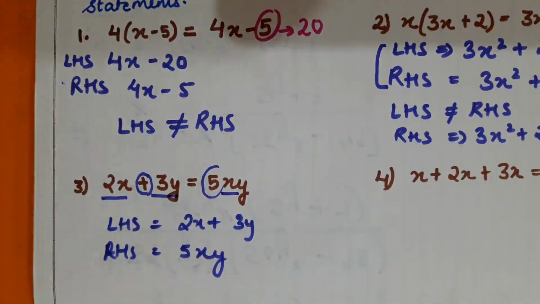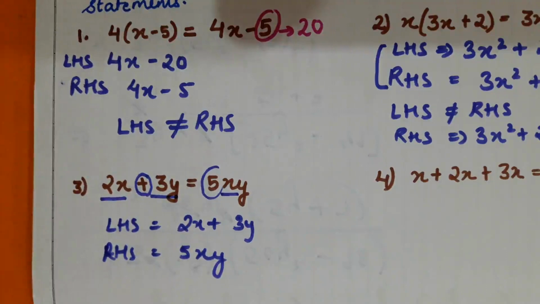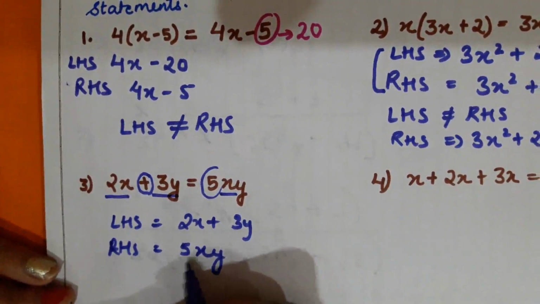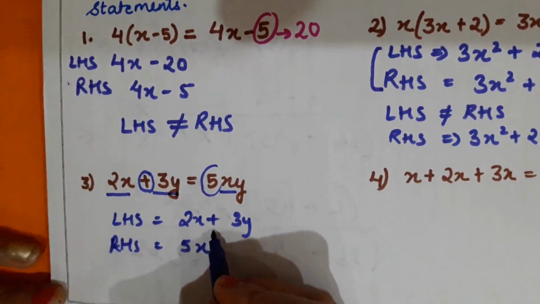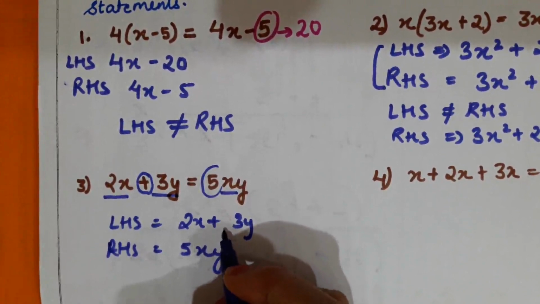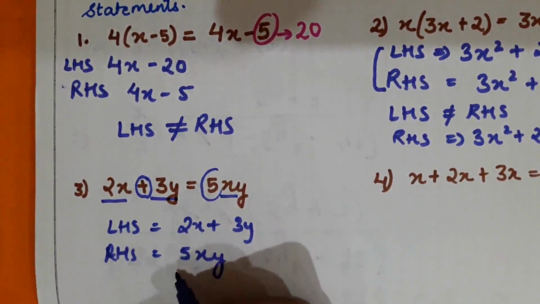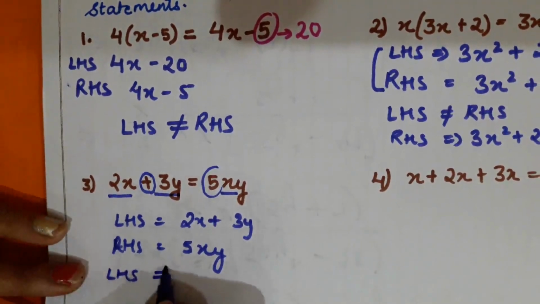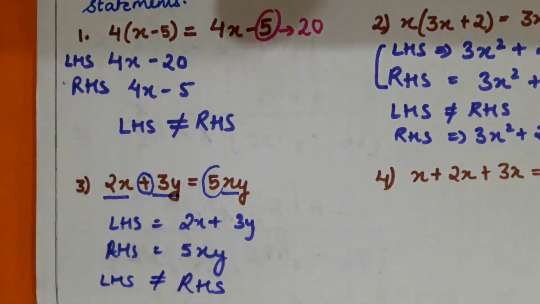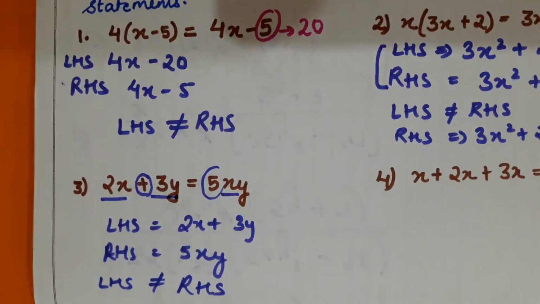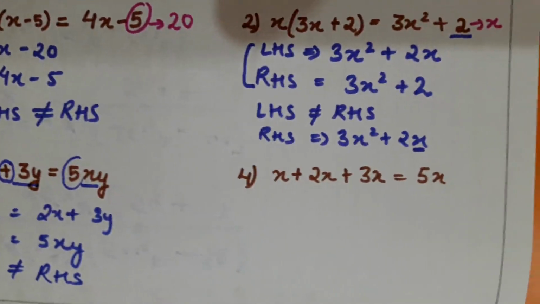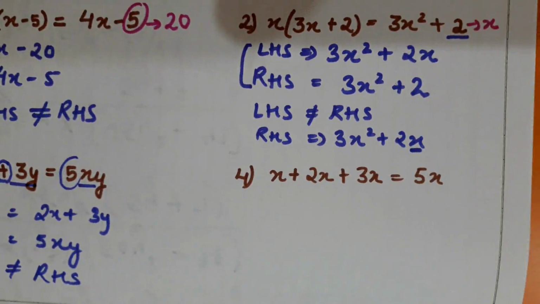So if we are having 2x plus 3y on the left side, then on the right side instead of plus there should be multiply, and it should be 6 here. We can change anything. So we can say that left hand side is not equal to right hand side. In this also we can change anything from the left side or the right side to make them equal. Okay, now let's discuss question number 4.